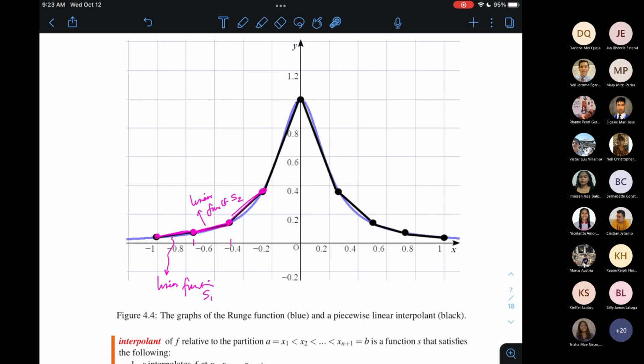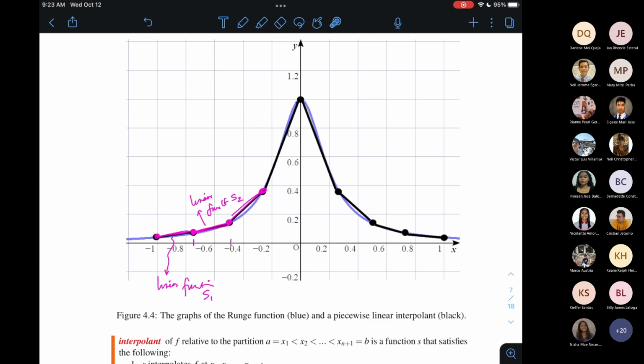So, ibig sabihin, linear function lang yung nakukuha natin. Okay? So, instead of an interpolating polynomial of degree 8, ang nakuha natin ay isang piecewise function consisting of 8 pieces, and each of those pieces ay isang linear function. Okay? So I hope you get the idea of the piecewise linear interpolant.